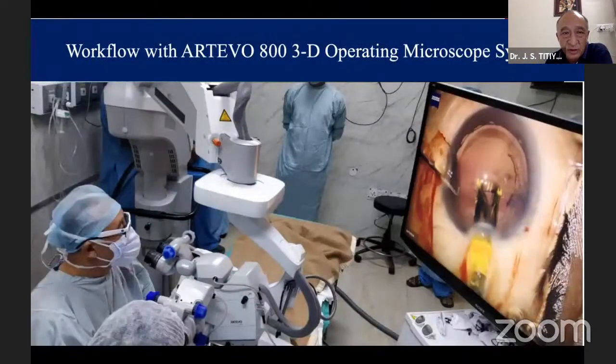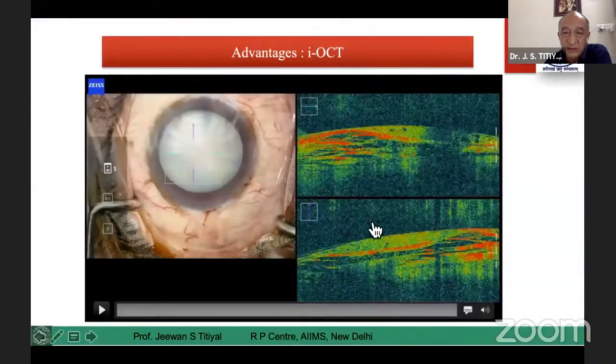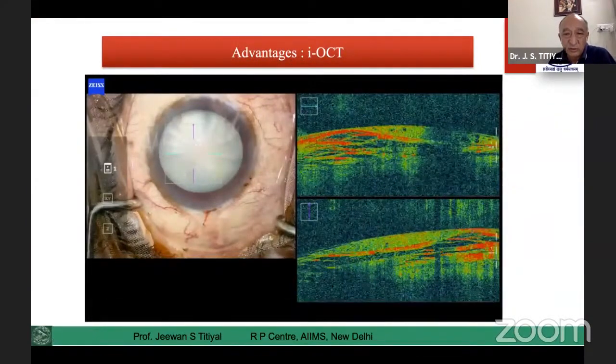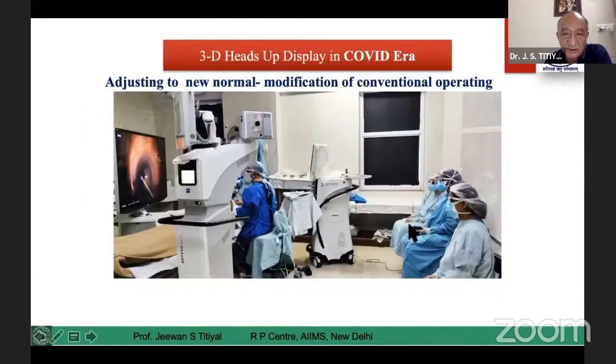So this is what we talked about. We have had the Artevo 800 for the last 2 years, and this gives you a really good view of surgeries, especially OCT, which is so clearly visible now. You don't have to see the OCT through the microscope, which is sometimes difficult. The screen gives you such a big picture. It tells you everything in great detail, and it's a great teaching tool for teaching institutions.